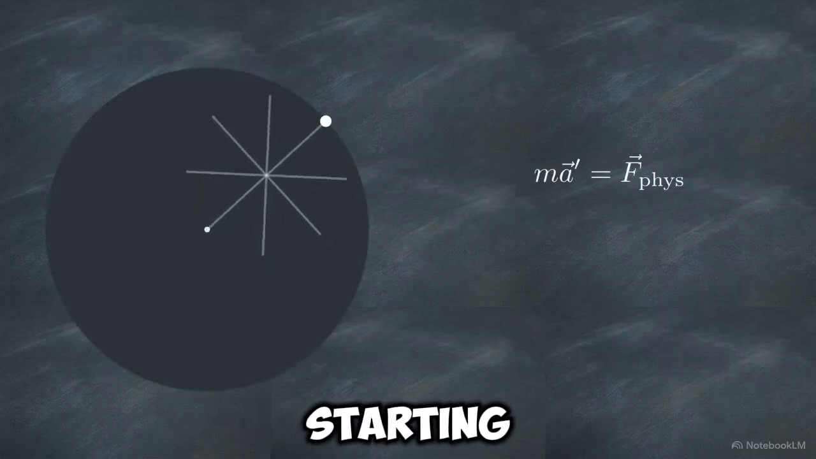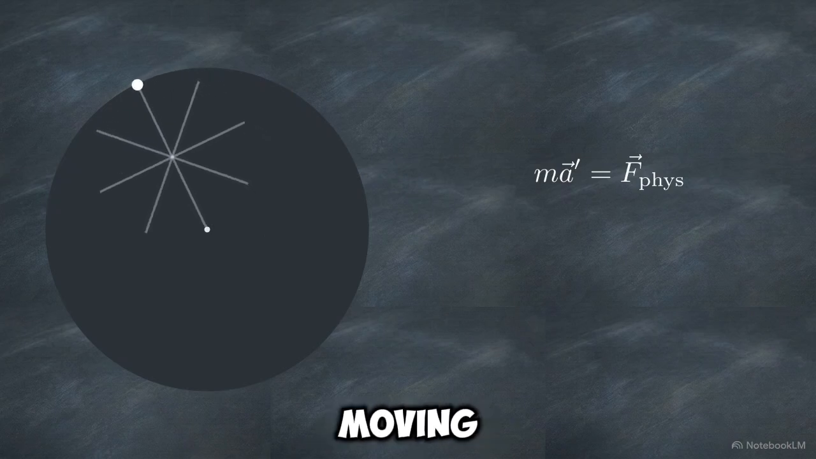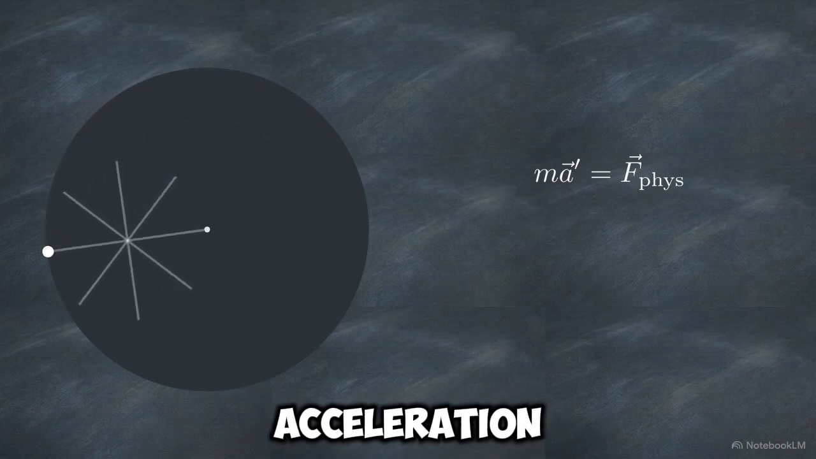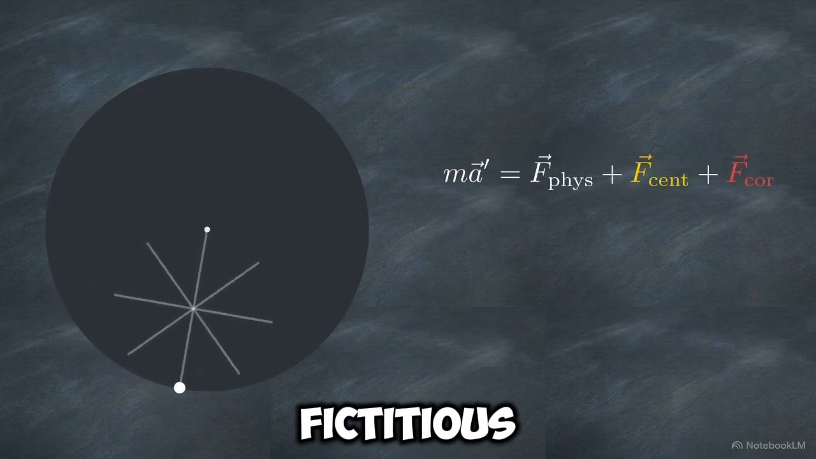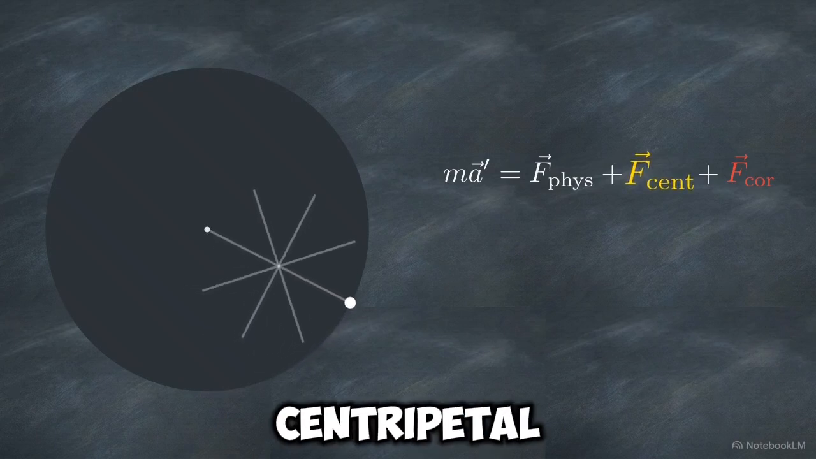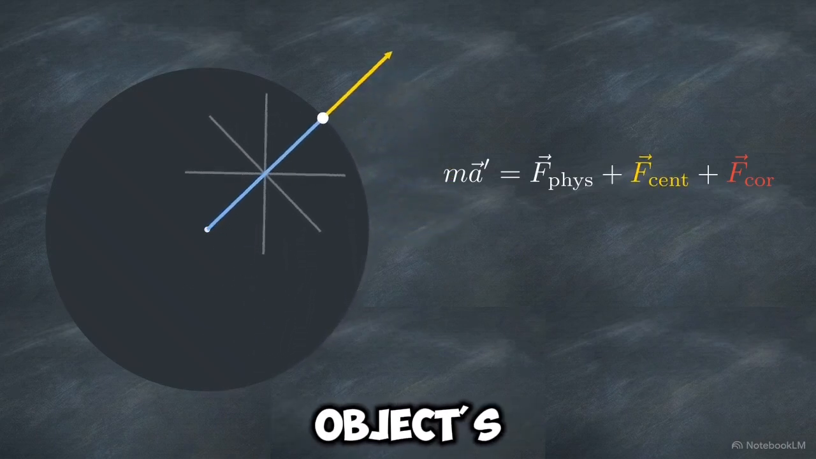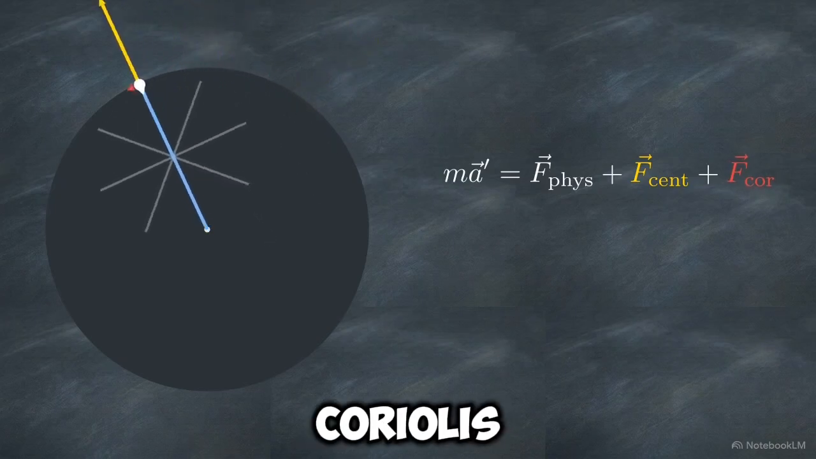We bring this derived acceleration equation back to our starting point, Newton's second law. This animation tracks a mass moving inward on a rotating platform. We substitute our expanded acceleration terms into F equals ma' and isolate the fictitious forces on one side of the equation. The first isolated term is the centrifugal force. It points radially outward and depends entirely on the object's position vector, r. The second isolated term is the Coriolis force.